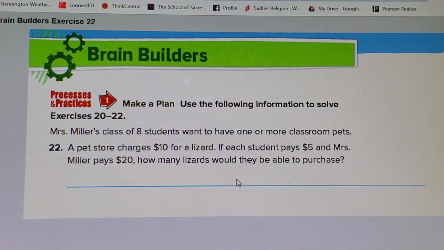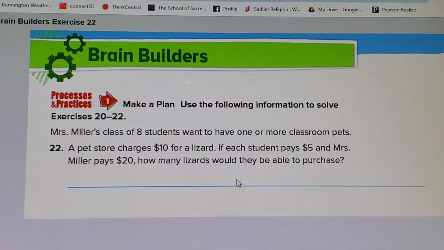Brain builders. Make a plan. Use the following information to solve number 22. Mrs. Miller's class of 8 students want to have 1 or more classroom pets. A pet store charges $10 for a lizard. If each student pays $5 and Mrs. Miller pays $20, how many lizards would they be able to purchase?